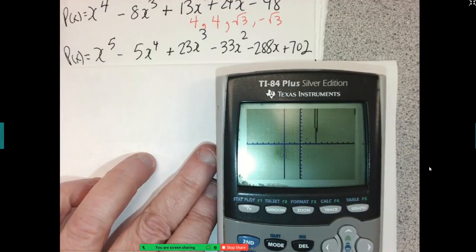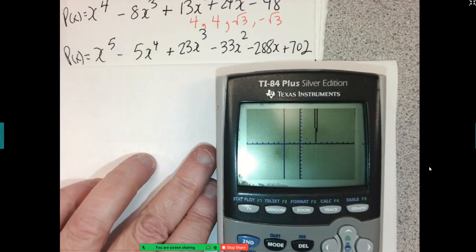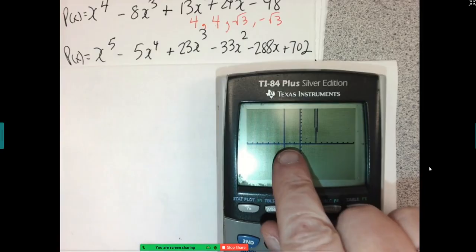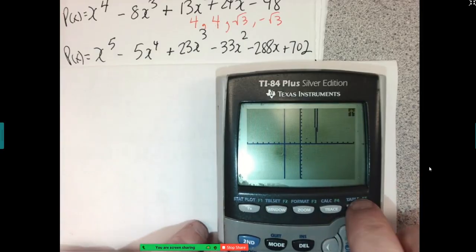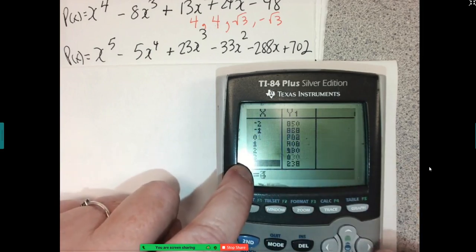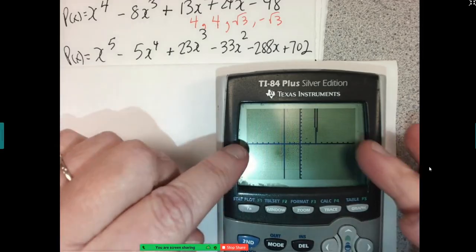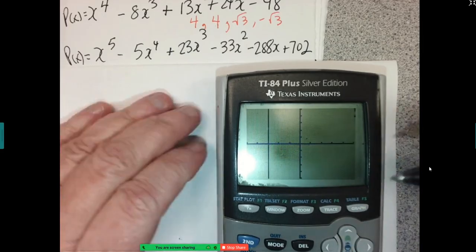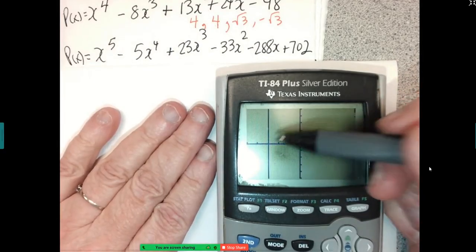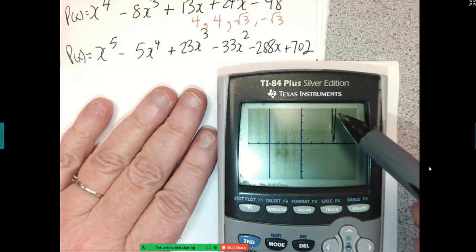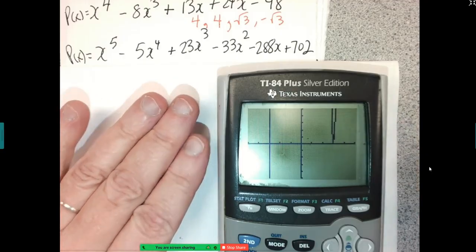Okay, I've got one at -3. It looks like I have a 0 at -3. I should be able to see that. I do. And I also have one at 3, and I do. So I definitely have odd multiplicity at -3. It looks to be multiplicity 1. And then here at +3, it touches and bounces back, and there's no flattening there.